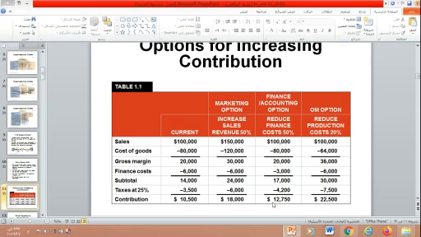So the contribution is increased by only 21%. Where does the 21% come from? It is 12,750 minus 10,500, over 10,500, so the percentage increase will be 21%. So in the second option, by reducing the financial costs or the operating cost by 50%, the contribution margin increased to $12,750 or by 21%.